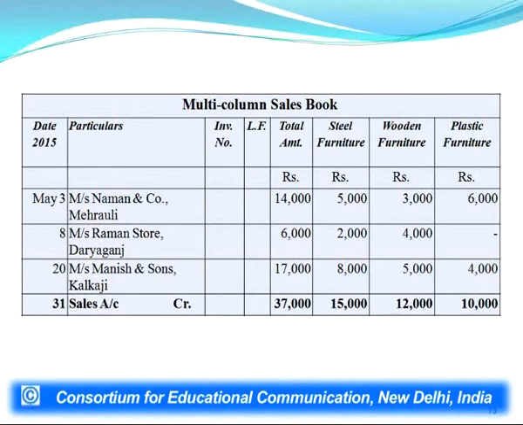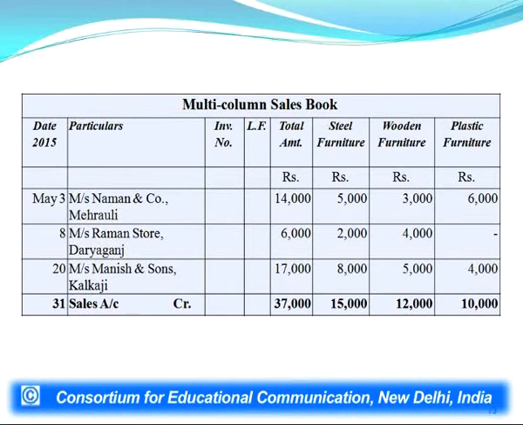that the first column is for the date of transaction and the particulars, these are basically the customers to whom we have sold the goods. So, in the first case the goods sold to Naman and Company, steel furniture for 5,000, wooden furniture for 3,000, plastic furniture for 6,000. So, the total amount is 14,000 in the total amount column. Similarly, the goods sold to Raman Store, that is steel furniture 2,000 and wooden furniture 4,000. So, the total amount is 6,000 of sales in the total column.